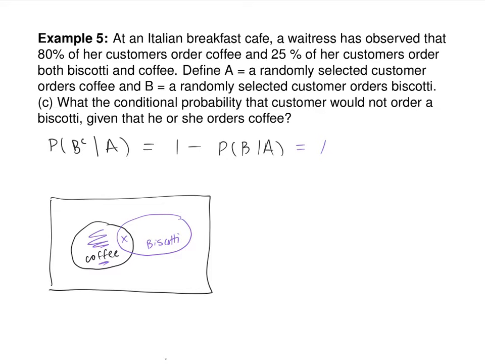So that is just 1 minus 0.3125, which works out to be 0.6875. And you can think about that logically as well. You're like, okay, if you're a coffee order, either you get biscotti or you don't. Those are opposite things, right? You fall into one of those two categories.